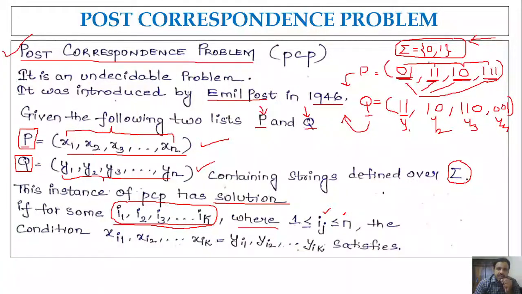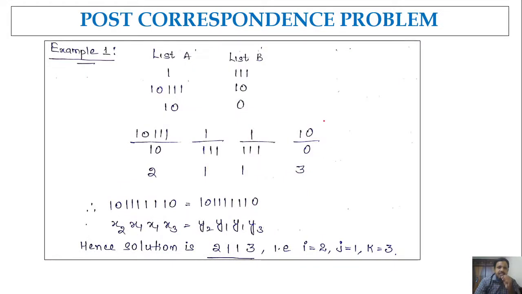Whenever we have such a sequence, then that particular instance of the PCP is considered a solvable one. That means that particular problem has a PCP solution. Let me consider one example.